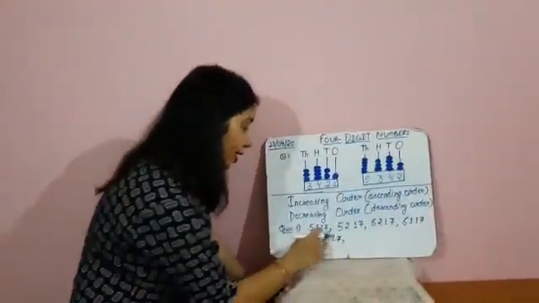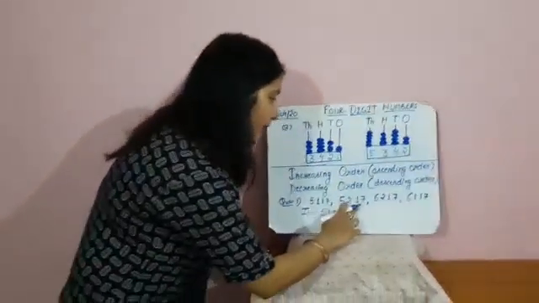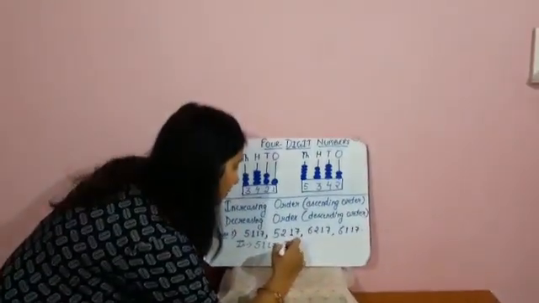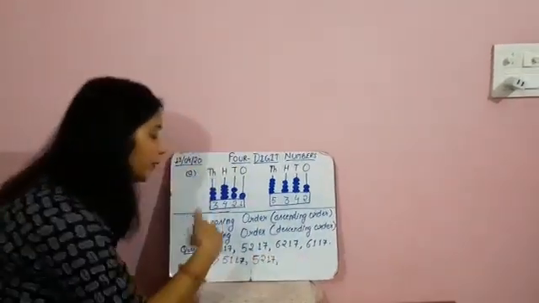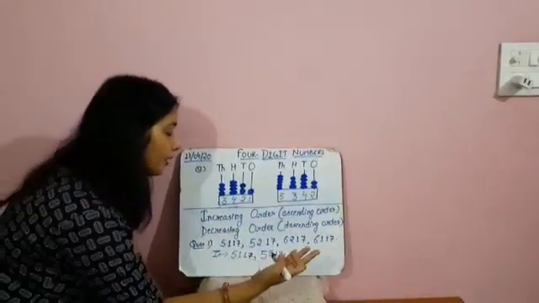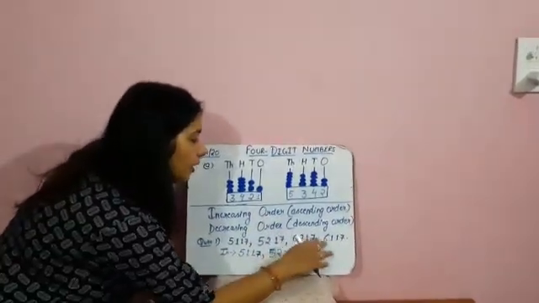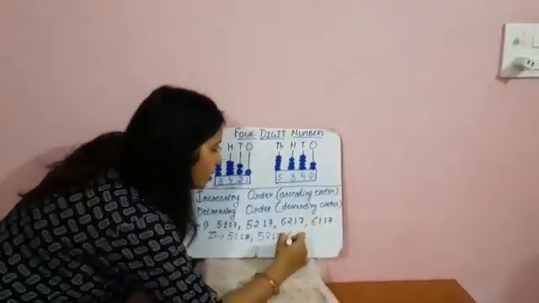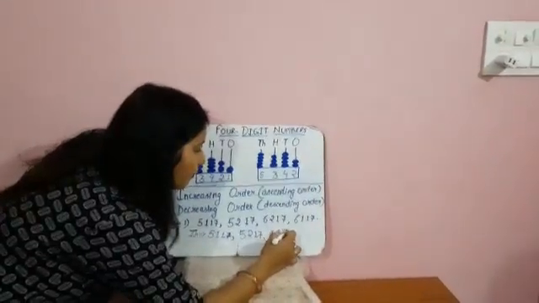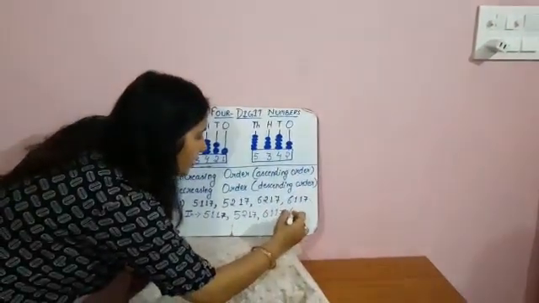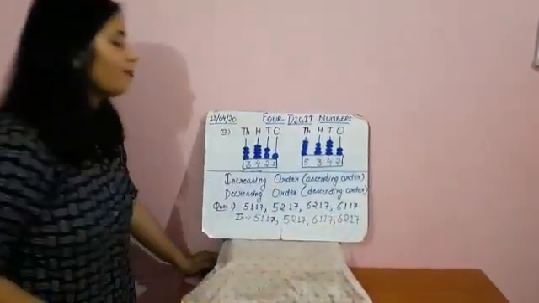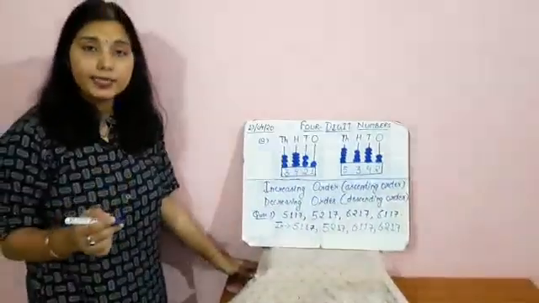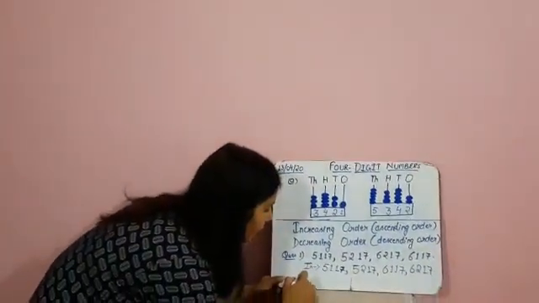The next number that is greater than this number is 5217. Then the next number that is greater than 5217, among these two, is 6117. And then the last one is 6217. So this is how we have written the numbers in increasing or ascending order. Now how to write it in descending or decreasing order?